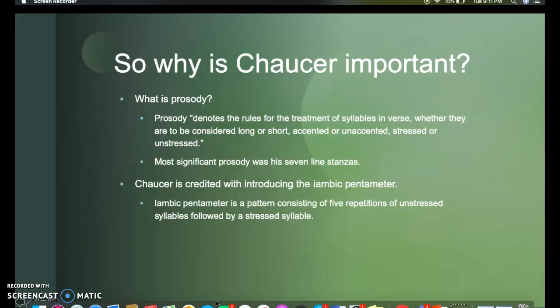I find it most interesting that Chaucer is credited with introducing the iambic pentameter. Iambic pentameter is a pattern consisting of 5 repetitions of unstressed syllables followed by a stressed syllable. The best example of Chaucer's use of iambic pentameter is in the prologue of the Canterbury Tales.